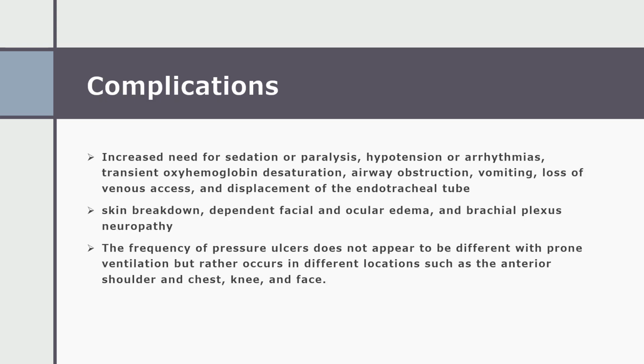The complications of prone ventilation include increased need for sedation or paralysis, hypotension or arrhythmias, transient oxyhemoglobin desaturation, airway obstruction, vomiting, loss of venous access, displacement of endotracheal tube, skin breakdown, dependent facial and ocular edema, and brachial plexus neuropathy. The frequency of pressure ulcers does not appear to be different with prone ventilation, but they occur in different locations such as the anterior shoulder, chest, knee, and face.